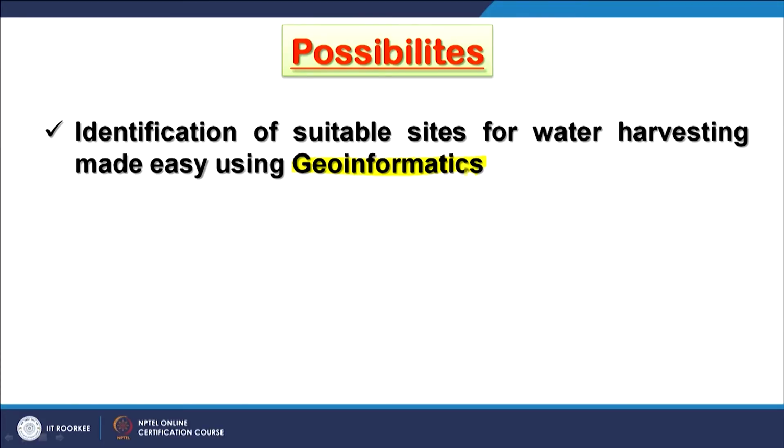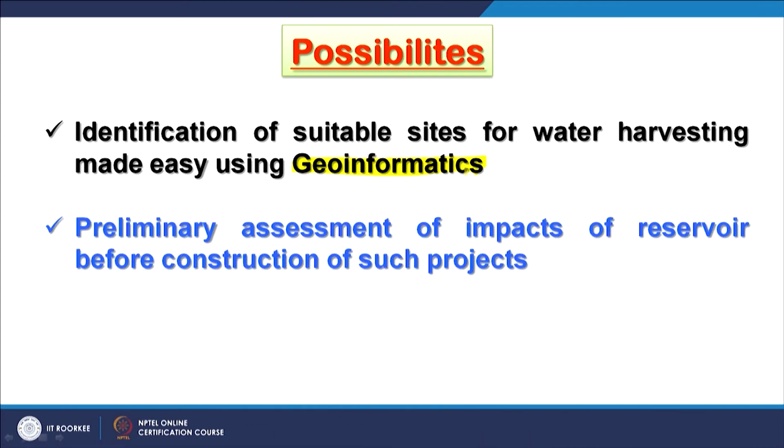So, what are the possibilities of employing remote sensing and, to some extent, GIS, so total geoinformatics? It is possible to identify suitable sites for water harvesting or groundwater recharge. A preliminary assessment of the impact of reservoirs before their construction is also possible if we employ remote sensing data and gather knowledge through the analysis of images of the same area, by which we get local knowledge, because the knowledge which I get about Bundelkhand cannot be directly applied in, say, part of Maharashtra or Gujarat.